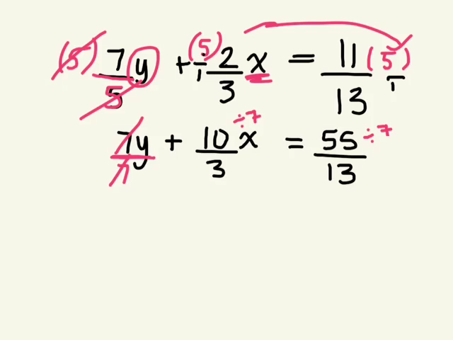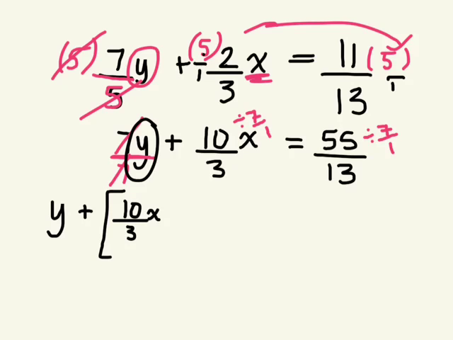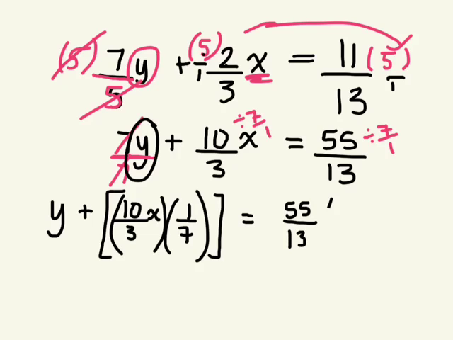When you're dividing fractions, what do you do? Multiply by the reciprocal. So this is really 7 over 1. And then I'll write it out here. We're left with y plus, and I'll put this in brackets, 10 over 3x multiplied by the reciprocal, so it would be times what? Times 1 over 7 equals 55 over 13 times, multiplying by the reciprocal would be, again, 1 over 7.